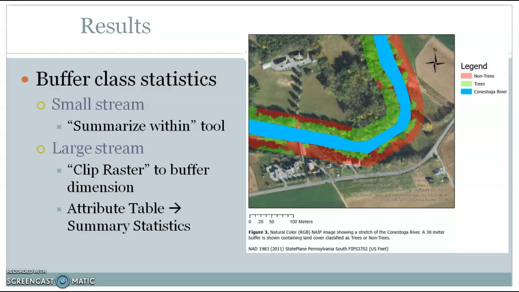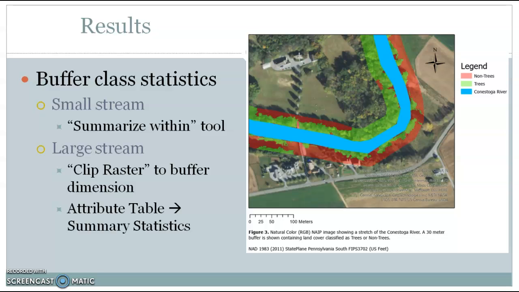The change in method for producing the buffers forced me to find different ways of calculating the data I expected for my project, which is the percent tree coverage within the buffer areas. As you can see, I was able to use the Summarize Within tool for the small stream buffers. That was using the Create Buffers tool to create those buffers. I could use this Summarize Within tool to get the data, but the Conestoga River would not work using the same tools. It just failed.